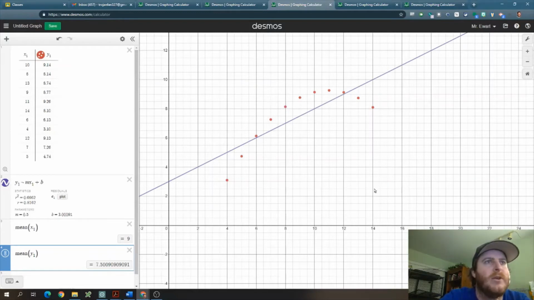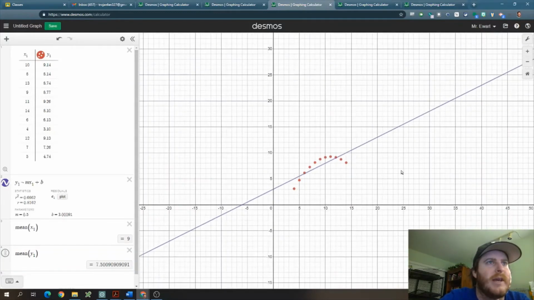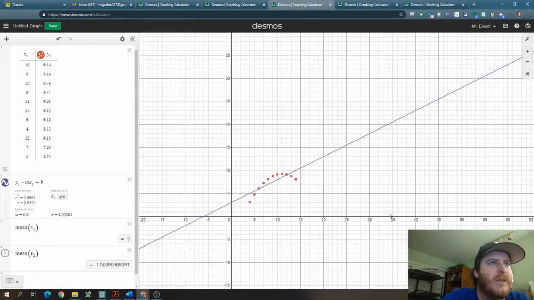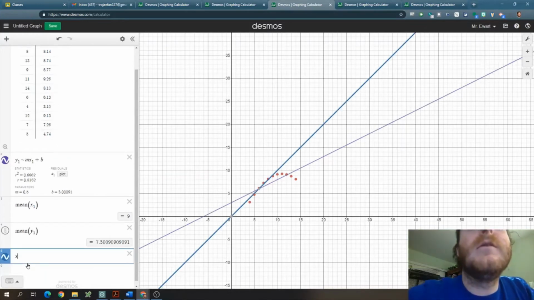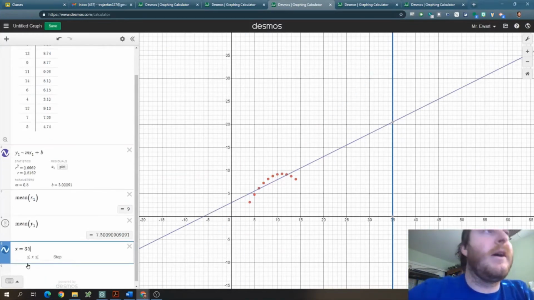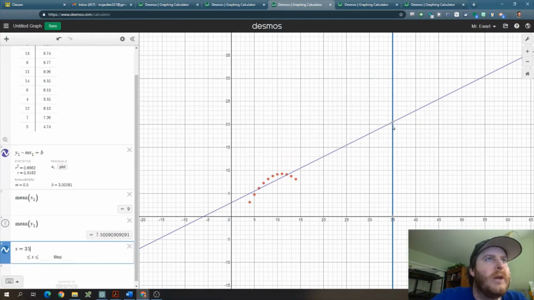But if I wanted to do extrapolation, like take a guess for what this graph would be at x equals 35, if we type that in, we would get a prediction of 20.5. But if I look at this graph, I'm thinking it's not going to be 20.5. I'm thinking it's going to be negative somewhere. So this would not work very well for extrapolation.